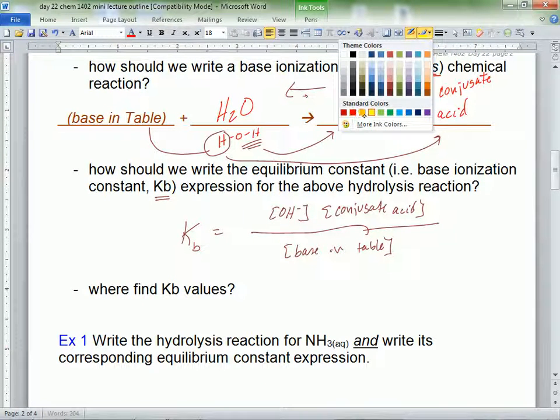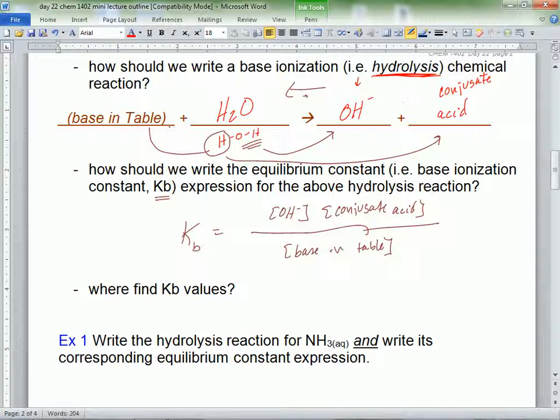We're supposed to be writing subscripts on stuff. Like the base in the table, you would probably write aq. For water, you'd write l, for liquid. Hydroxide, aq. All ions, aq. And the conjugate acid, aq.